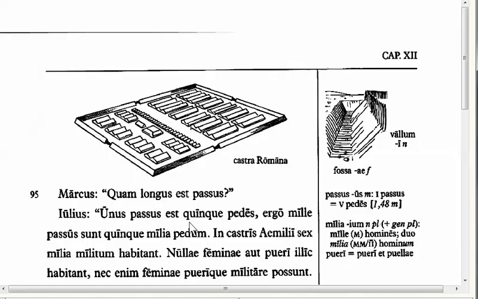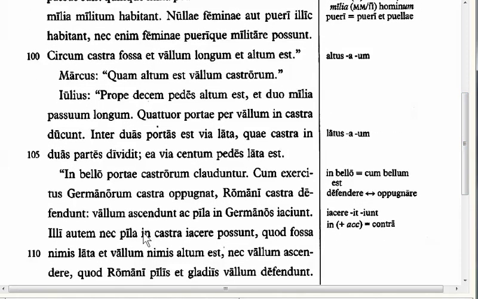Okay, now the last feature I need to point out is in line 108, and that is where we have iacere in the margin. So, "valum ascendunt ac pila in Germanos iaciunt." So they climb the wall and they throw their javelins against the Germans. Iaciunt, you see the I-U-N-T here, it's a new kind of third conjugation verb.